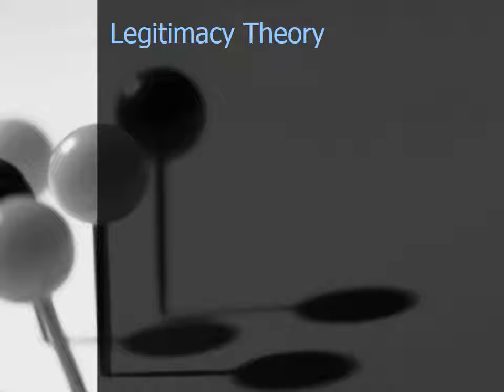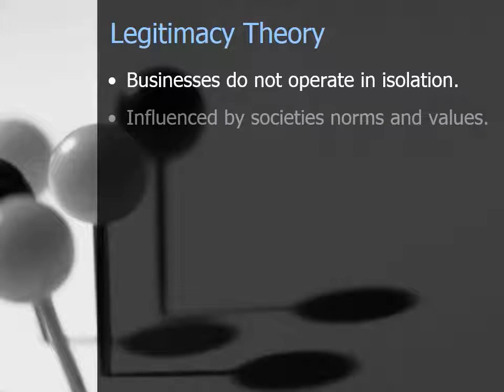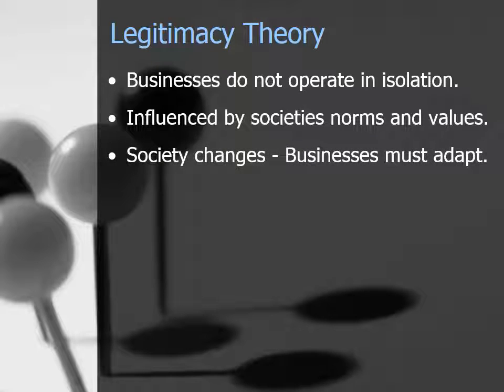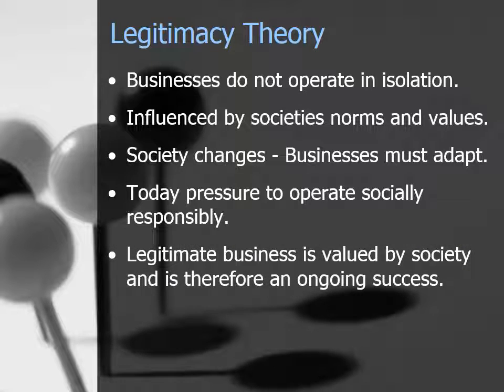So when we consider the legitimacy theory specifically, we have to realise that businesses don't operate in isolation. They're influenced by society's norms and values, and as society changes, businesses must adapt. Today there is pressure to operate in this global manner, but socially responsibly. So a legitimate business is one that's valued by society and therefore is an ongoing success, in theory.